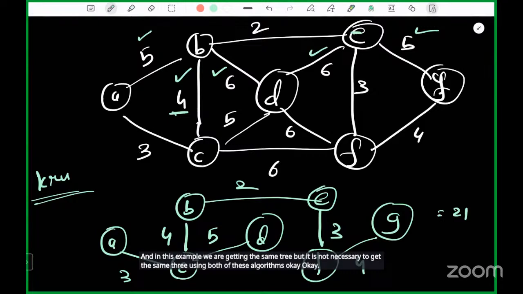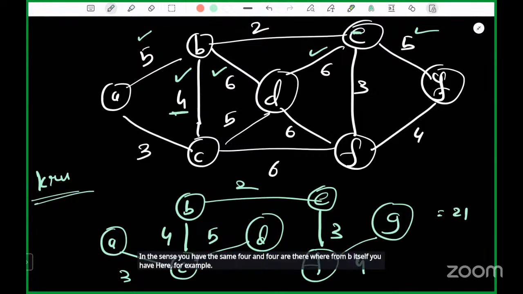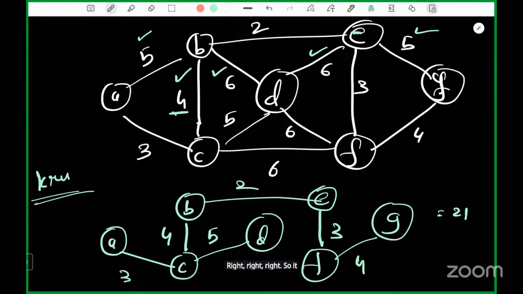Clear? Any doubts? Sorry, Naren, your voice is breaking. Even in Prim's, we can get a different type of tree if the edge weights are different. In the sense, from B itself you have, for example, 2, 5, 4, 6. But if instead of 6 it was 4, then we would have got a different tree. So it depends on the edges and how the graph is looking.